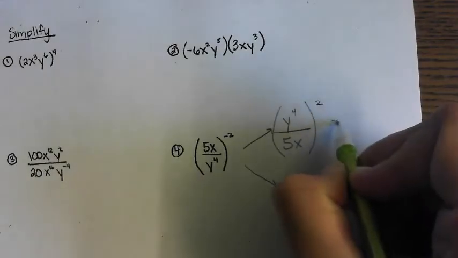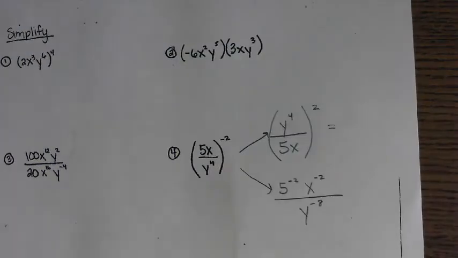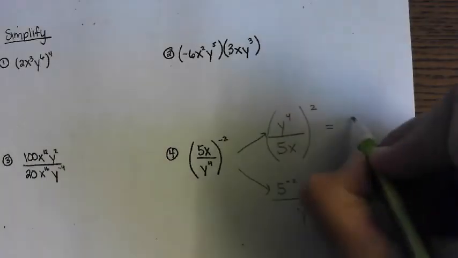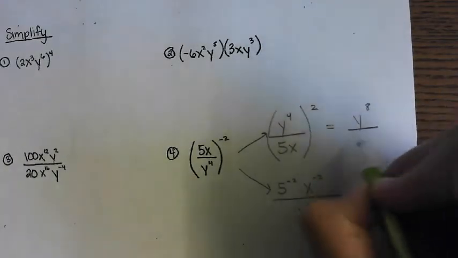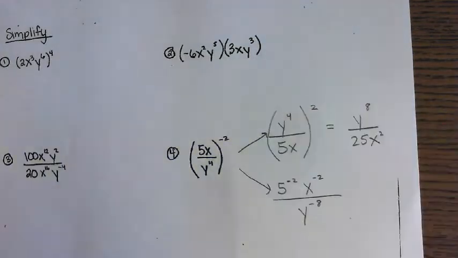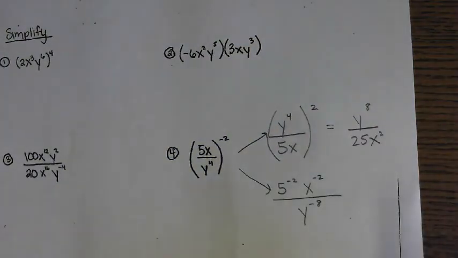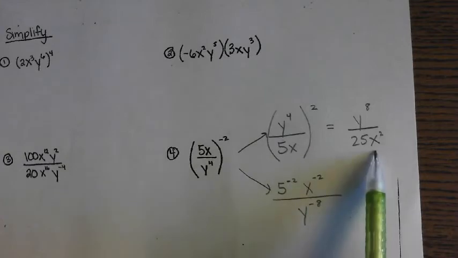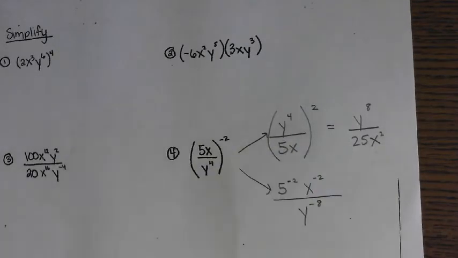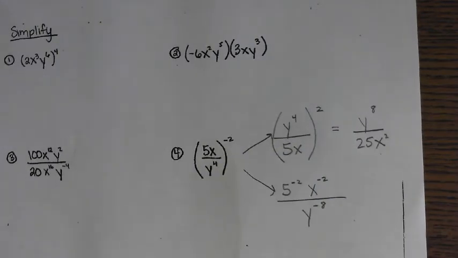But if we went this way, now what did you have for your final answer, Abby? Y to the 8th over 25x squared. Did anybody have anything different? Okay, that is correct. And Abby did a nice job of remembering to square the 5 because that's a common mistake.